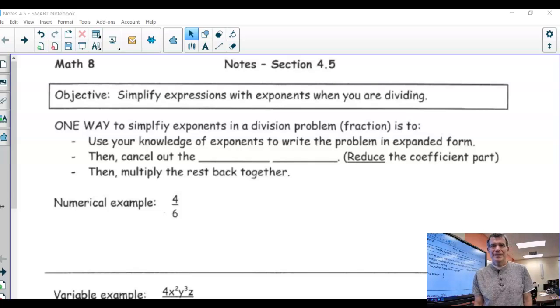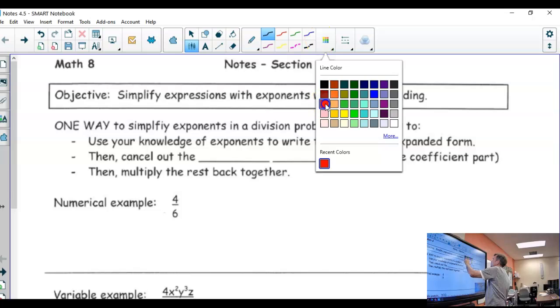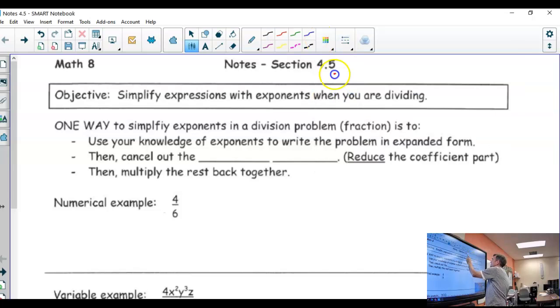Hey there, Math 8. We are moving on to section 5 of chapter 4. We're going to be going over our next exponent rule.